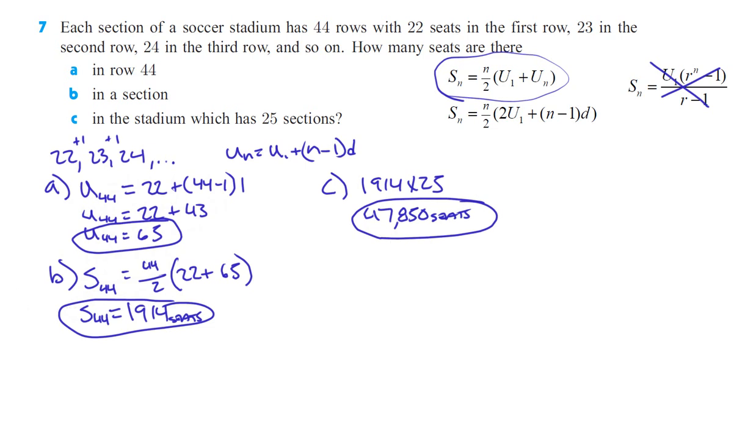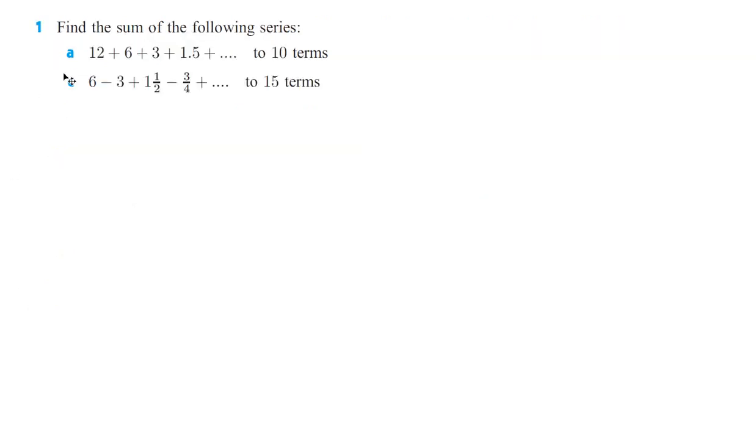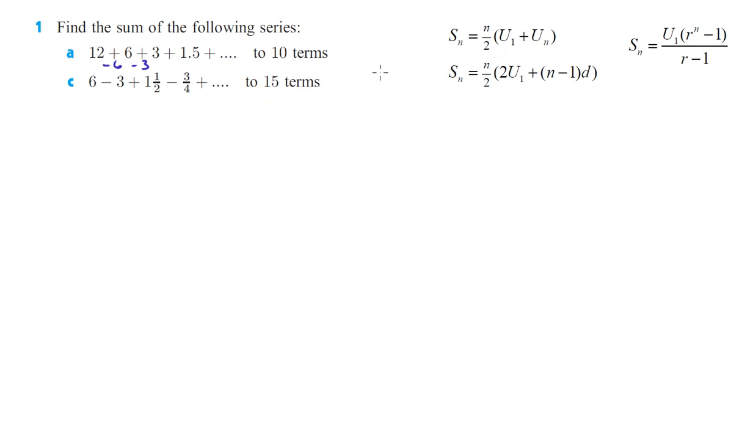On to the geometric series stuff. Find the sum of the following series: 12, 6, 3, 1.5. If you notice, this is minus 6, then it's minus 3. Since the difference is different each time, we know that it has to be geometric instead of arithmetic. Here are our formulas again, but now we know it's not arithmetic but geometric, so it's going to have to be this one here. For A, we're going to use the sum to 10 terms.